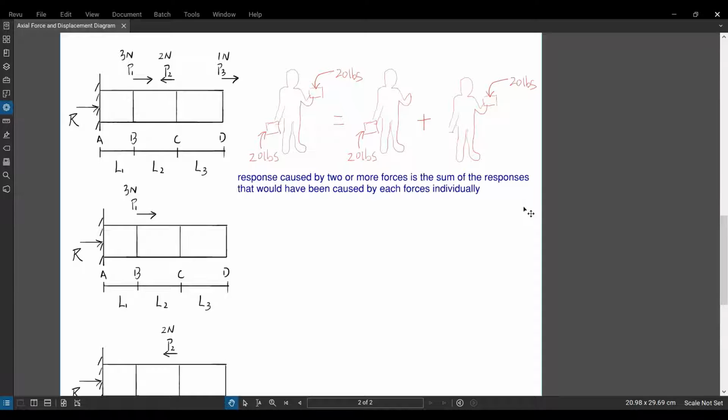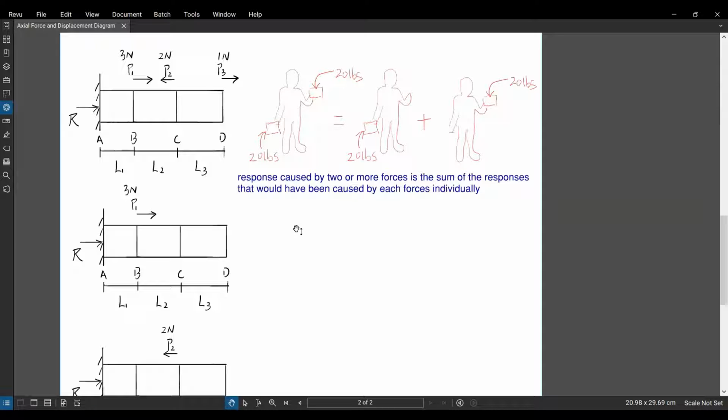It's like if you want to know what's going to happen when a person carries 20 pounds on the left and 20 pounds on the right, you can analyze the same person carrying the weight only on the left or only on the right. Then in the end, you combine the two situations. That would be equivalent to the one person carrying the weight in both hands.